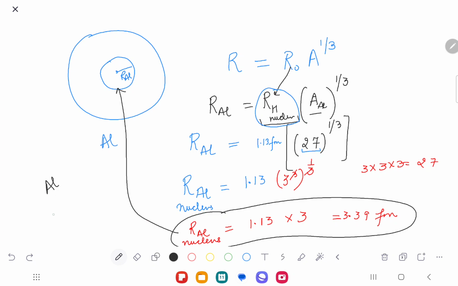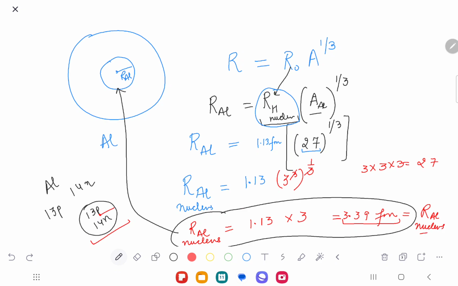Because aluminium consists of 13 protons and 14 neutrons. When 13 protons and 14 neutrons are placed in one nucleus, definitely that nucleus is going to be bigger. And how much bigger? 3.39 Fermi shall be the radius of the aluminium nucleus.